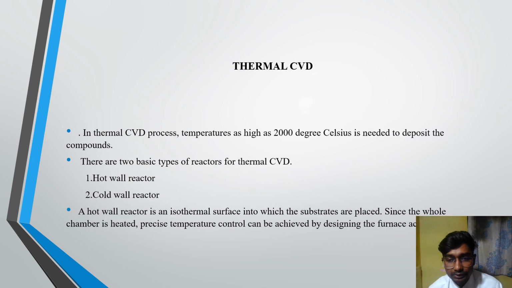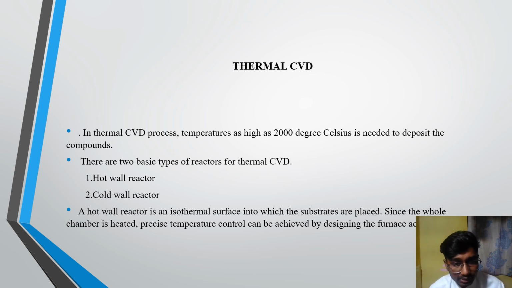And next point, thermal CVD. In the thermal CVD process, temperatures as high as 2000 degrees Celsius are needed to deposit the compound. There are two basic types of reactors in thermal CVD. Number one is the hot wall reactor, and number two is the cold wall reactor.